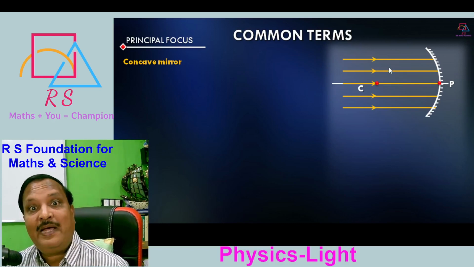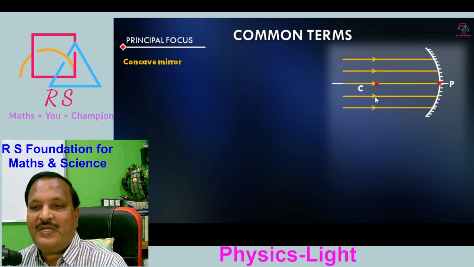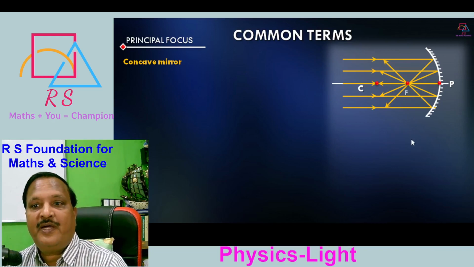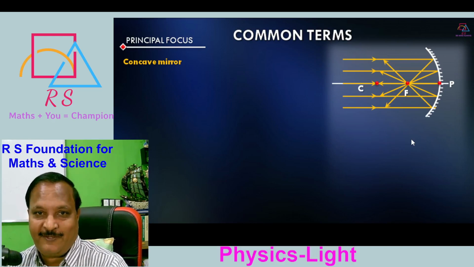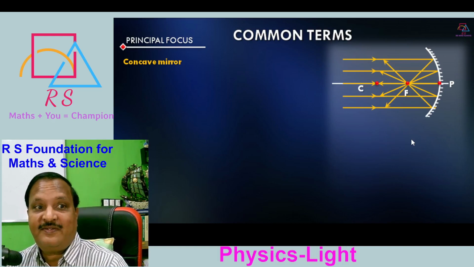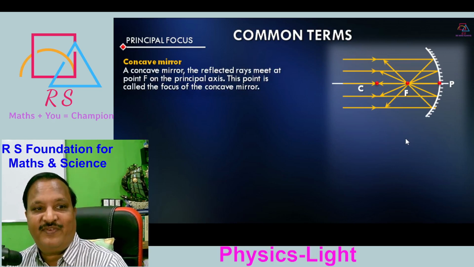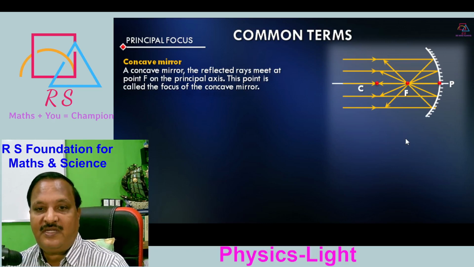You have to send the rays parallel to the principal axis. Once these parallel rays of light fall on the reflecting surface of the concave mirror, they converge at a point. That red point is known as F, the focus, also called the principal focus. Now the definition: the reflected rays meet at a point F on the principal axis, and that point is known as the principal focus of the concave mirror.